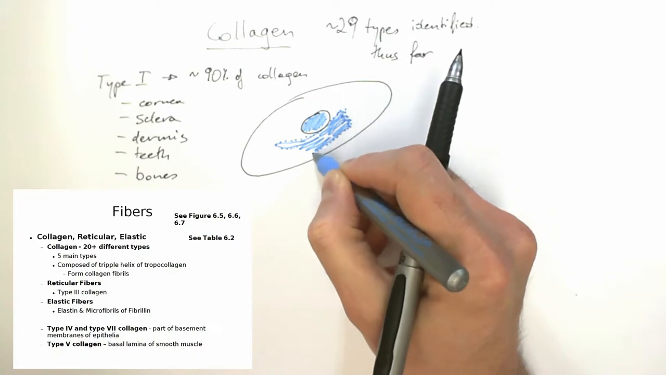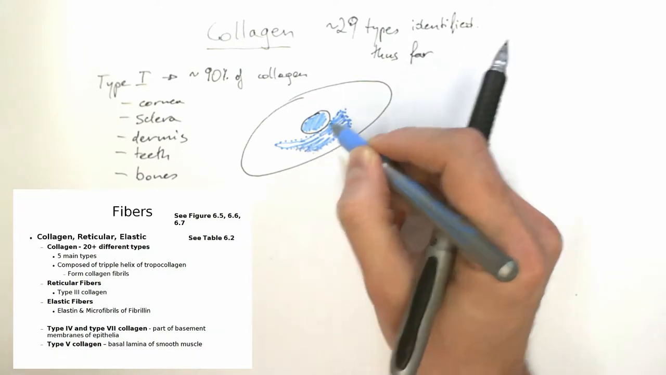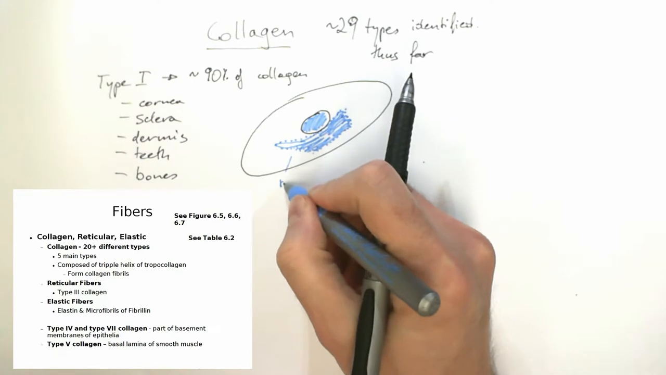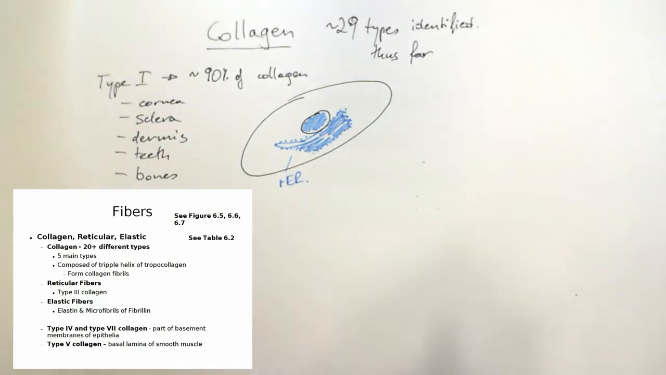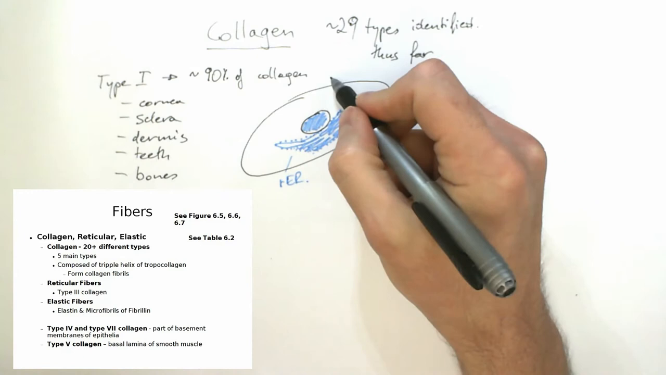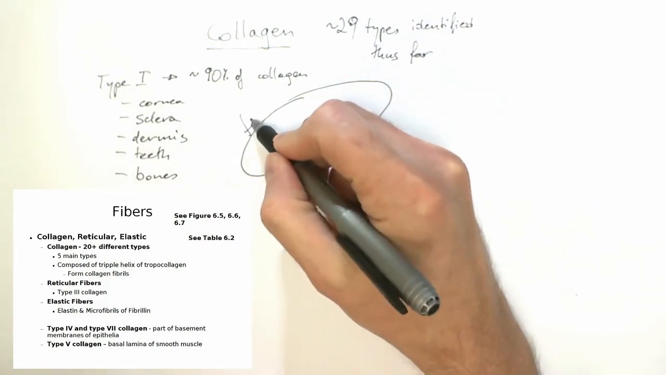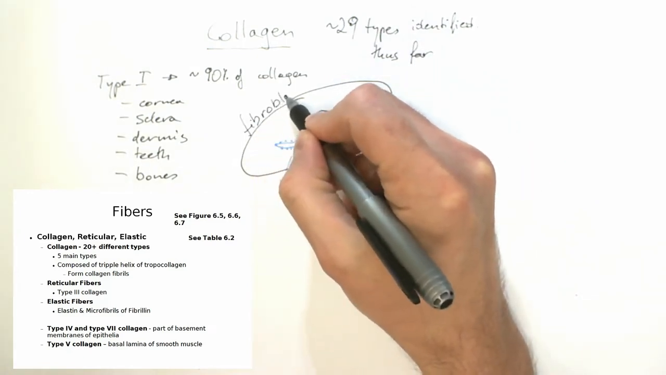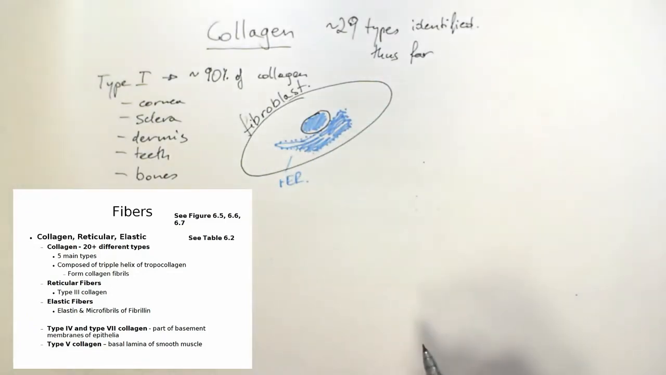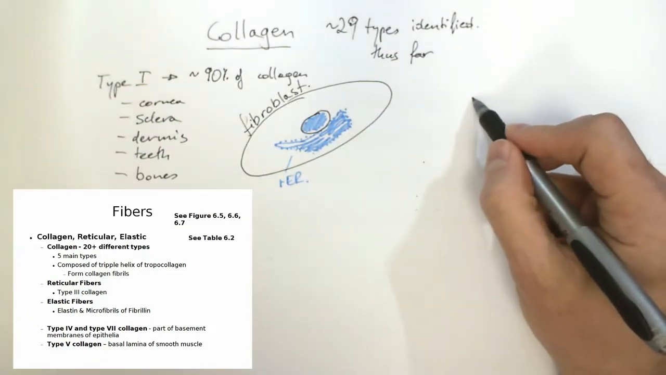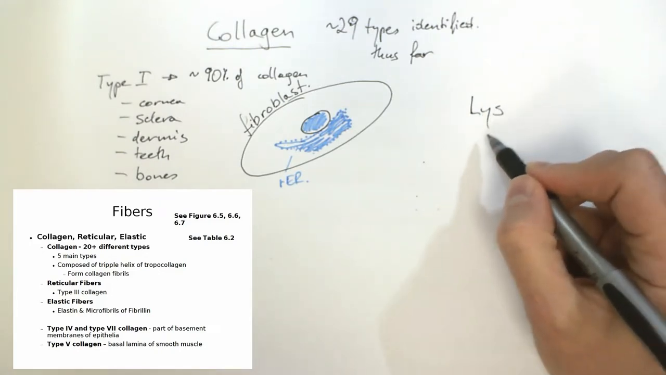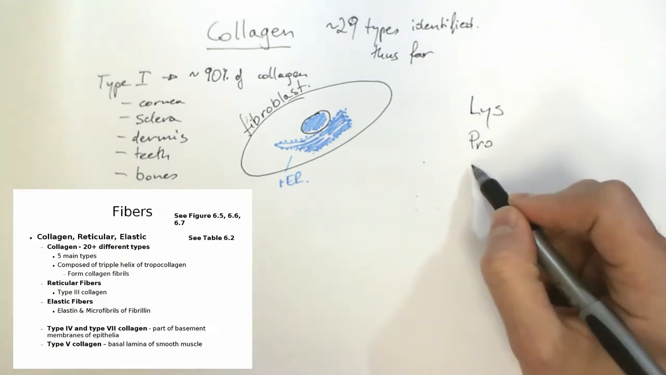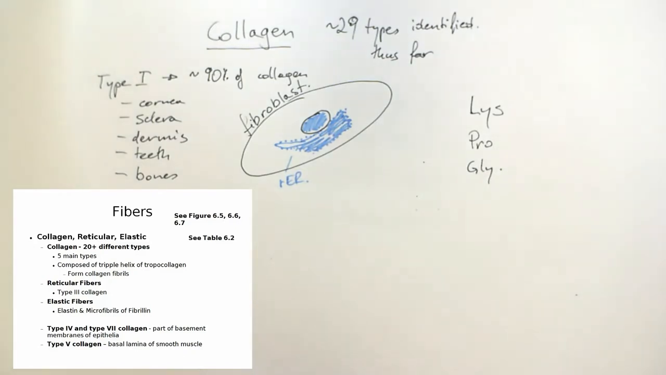So collagen is a protein which is composed of basically a repeating sequence of amino acids, mostly glycine, proline, lysine. Now, nothing special about it so far, okay.